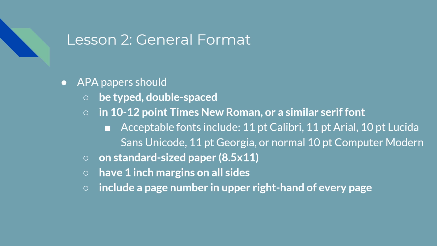I would typically suggest that you use 11 or 12-point font for Times New Roman, but you can always ask your instructor if they have a preference. It should also have 1-inch margins on all sides, and it should have a page number in the upper right-hand corner of every page. This is different from APA 6, where the running head had the title of the paper in all caps and then the page number, and it was different on the title page versus the rest of the paper. APA 7 has changed this, where in the header you only have the page number on all pages, and you no longer will have your title or the words running head in your header.